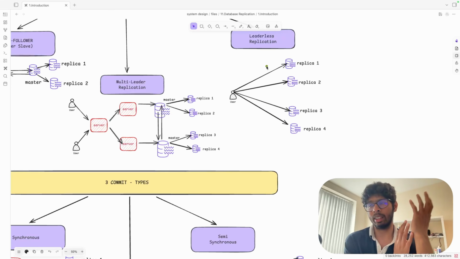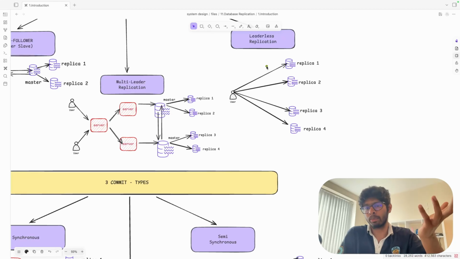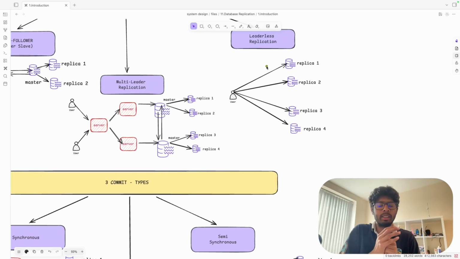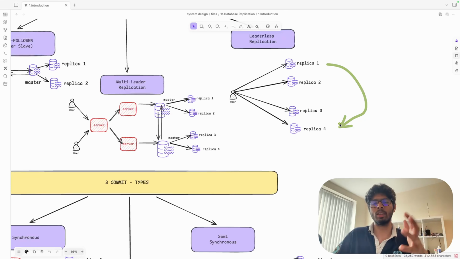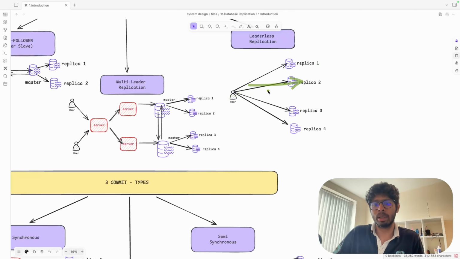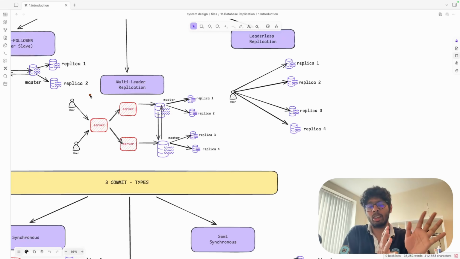We can make any logic. Let's say if 2 of them say that they got the entry, then we can say that is the proper write, and after that, these 2 can sync with replica 3 and replica 4. So this is known as leaderless replication. The point is any of the databases can accept the write, and if 2 of them accept the write, then we can say it is a complete write or a proper write. Usually we use it in Cassandra and DynamoDB. Multi-leader and master-slave architectures we use in Redis, MySQL, Postgres, very commonly used in all of them.